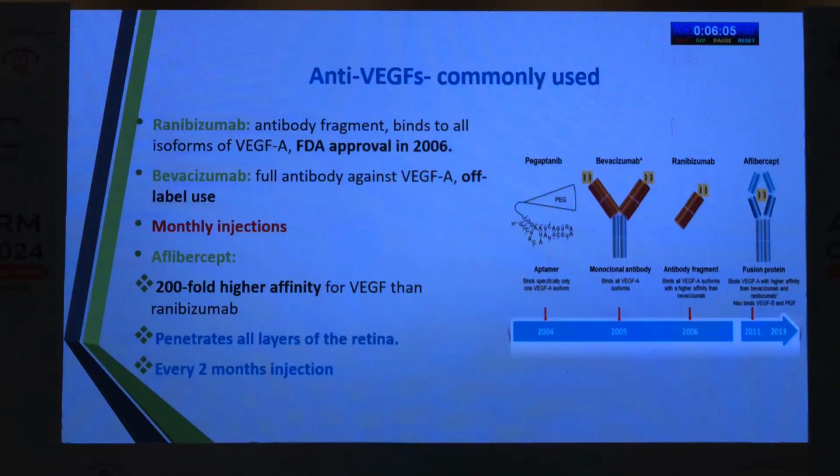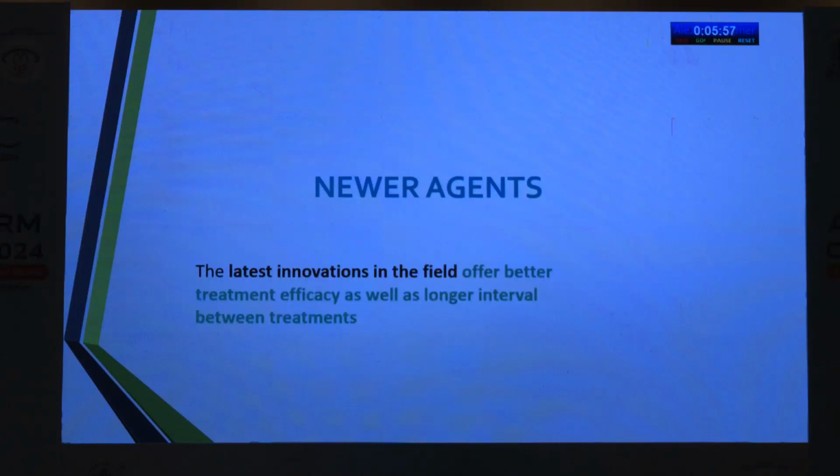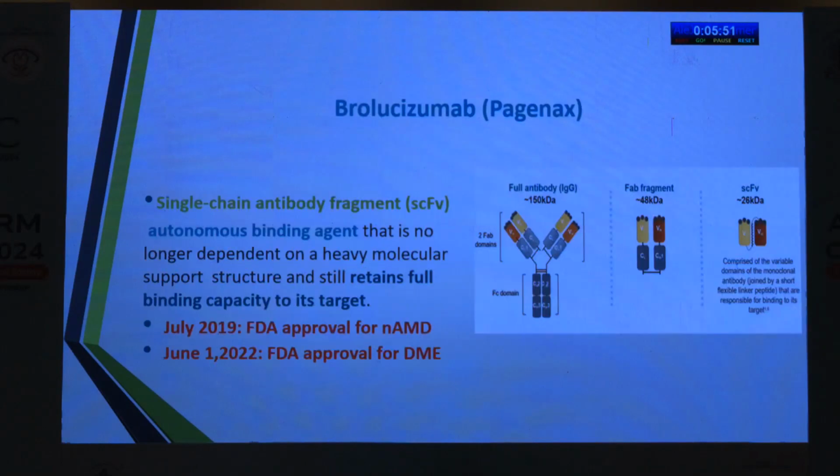The anti-VEGFs, as we know, commonly used for the last 2 decades, are ranibizumab, bevacizumab, and then aflibercept came. And what are the newer agents? The newer agents, innovations in the field, offer better treatment efficacy as well as longer intervals between treatments. We'll be looking at 2 agents mainly, the first is brolucizumab. It was FDA approved in July 2019 for neovascular AMD, and in June 2022 for diabetic macular edema.